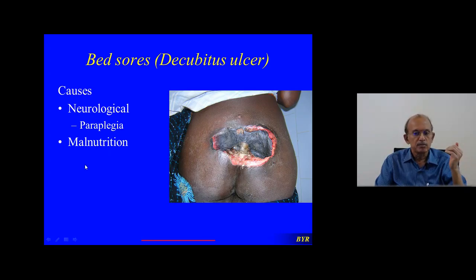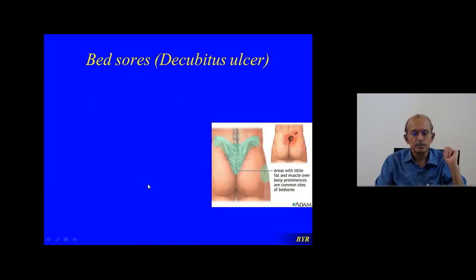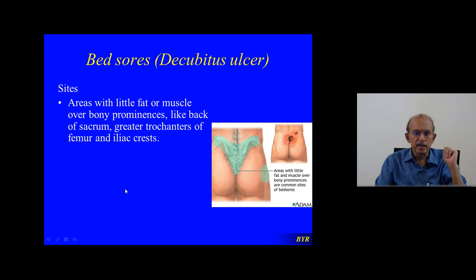Or malnutrition. When the patient is very weak and malnourished, lying in the bed, he will not have the energy to move either. There is malnourishment of the skin and subcutaneous tissues, so there is lack of nutrition, which predisposes to gangrene. Sites of occurrence: areas with little fat or little muscle, or bony prominences like the back of the sacrum, greater trochanters of the femur and iliac crest.